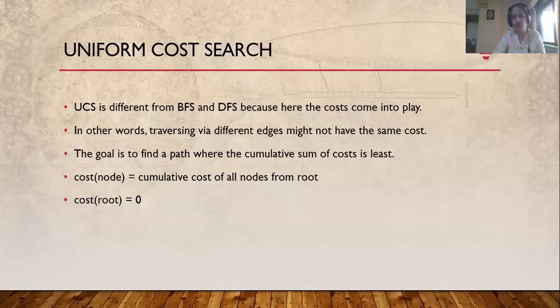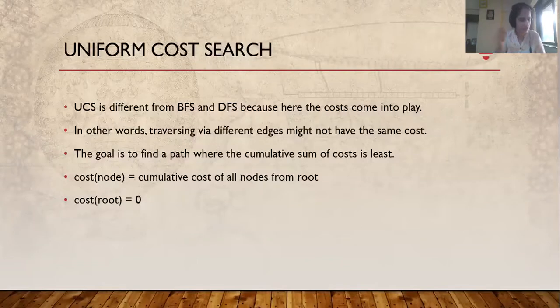And what will be the cost of the root node? Of course, every time when uniform cost search starts, the cost will always be zero because it's starting from the root, so there is no cost, it has not started its journey yet. And then it will sum up all the costs of all the nodes that it is traversing. And what is the goal of this uniform cost search?